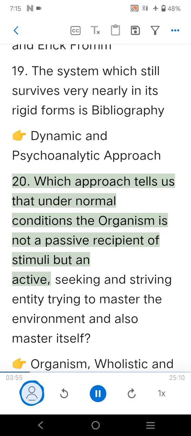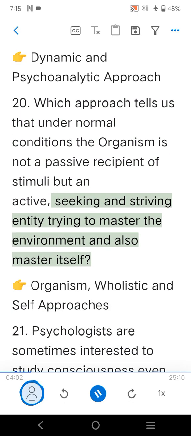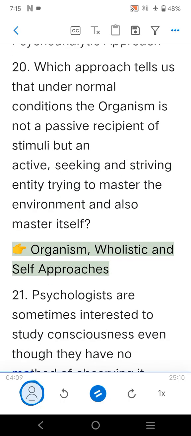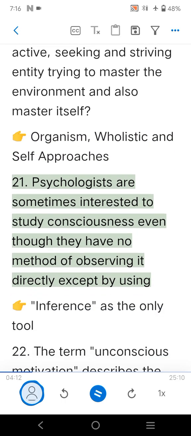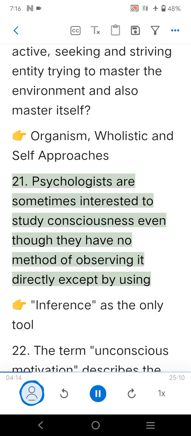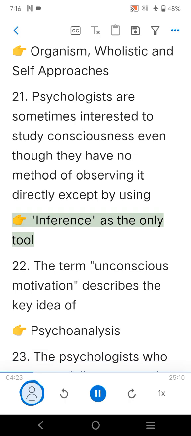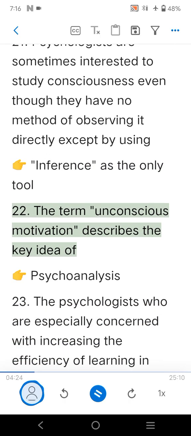20. Which approach tells us that under normal conditions the organism is not a passive recipient of stimuli but an active, seeking and striving entity trying to master the environment and also master itself? Organismic, holistic and self approaches. 21. Psychologists are sometimes interested to study consciousness even though they have no method of observing it directly except by using inference as the only tool.